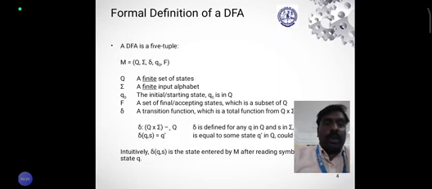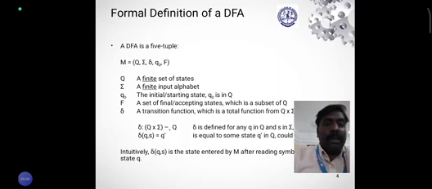Then we have Q0, that is the initial or starting state, which comes under the capital Q, the finite set of states. The finite set of states has many states, and in that we usually represent Q0 as the starting state.